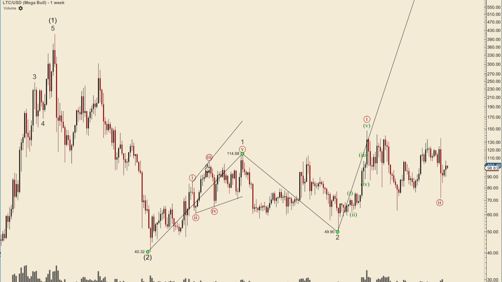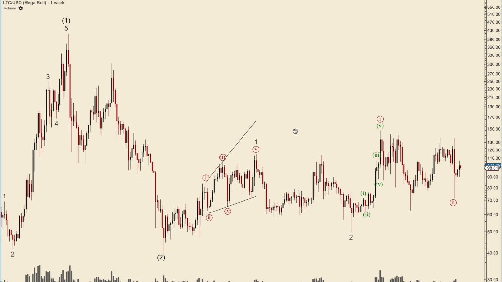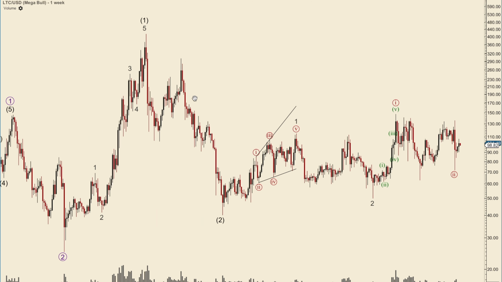This is an expanding diagonal, and as I mentioned before, expanding diagonals are the most uncommon structure. When everything else fails, then you resort to an expanding diagonal. So it doesn't have the highest probability. But still, it exists, and it's not an invalidation or anything. It's not breaking any rules.